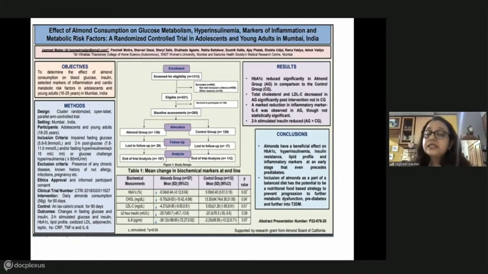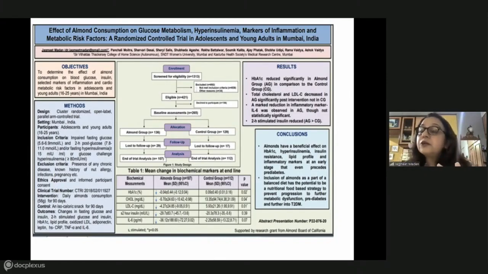And this experimental group and the control group were actually adolescents and young adults in the age group of 16 to 25. We screened 1,300 adolescents and young adults. You will be astonished to know that 30% of them had hyperinsulinemia. So from the screened pre-diabetics, we made an experimental group and the control group.